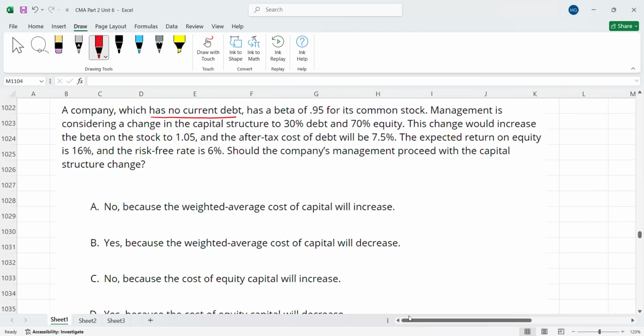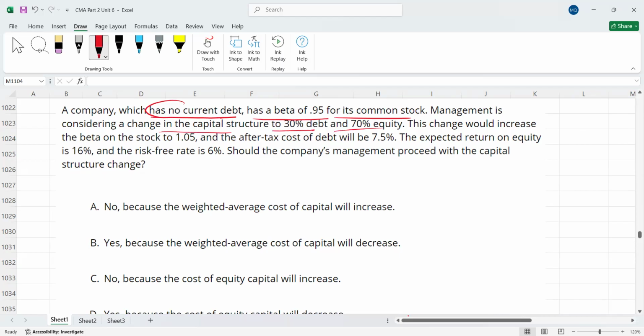They're saying a company which has no current debt has a beta of 0.95 for its common stock. Do you remember the beta we use in the CAPM equation to find the cost of equity for the common shareholders? This beta is given with no debt. Management is considering a change in the capital structure to 30% debt and 70% equity.